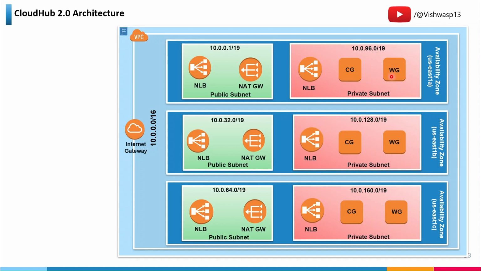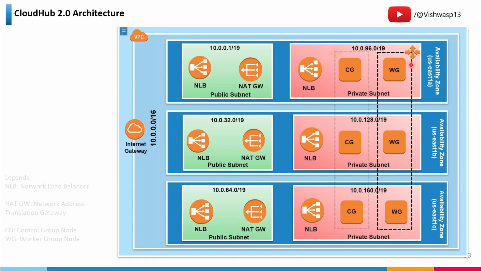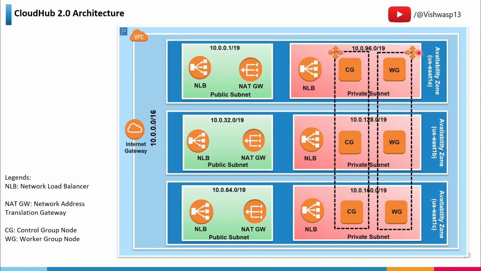Now these controller and worker nodes span across 3 availability zones and are grouped together so that they can scale based on the requirement, and it's done by the auto scaling group. Next is the network load balancer. Now it's a layer 4 load balancer, meaning it can only balance TCP connections and not HTTP connections. The HTTP connections are balanced by the ingress controller that's hosted in the control group nodes.